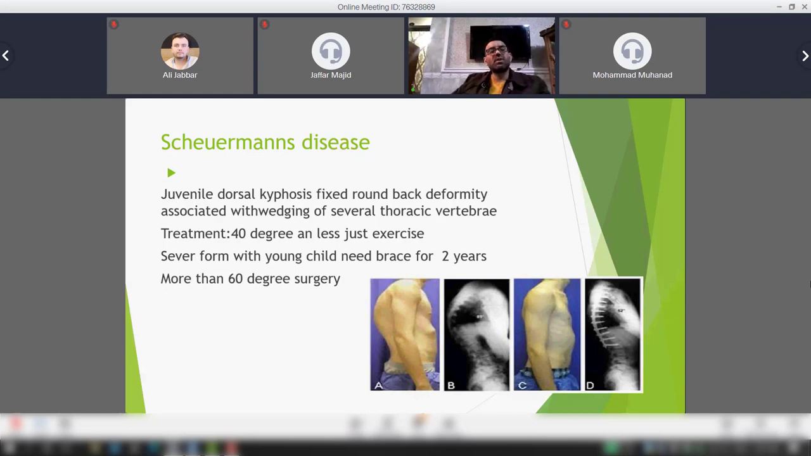Scheuermann disease is juvenile dorsal kyphosis, a fixed round back deformity. Treatment is in a kind of 40 degree. What happens in Scheuermann disease is osteochondritis of the anterior part of the vertebra, the anterior cartilage of the vertebra. The vertebra has anterior and posterior parts. The anterior part has cartilaginous edges, and these edges get osteochondritis, so the vertebrae become compressed. They call it juvenile Scheuermann disease. So its treatment again: if 40 degrees or less, maybe just assessment.